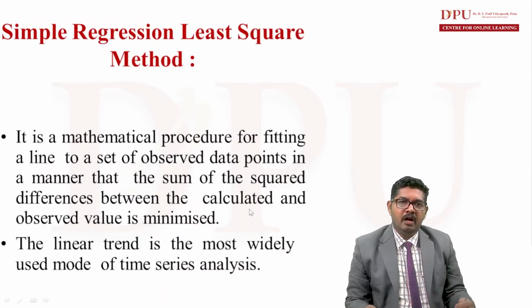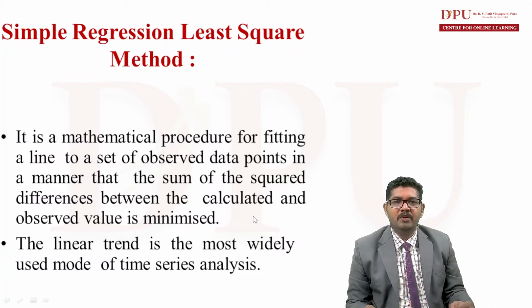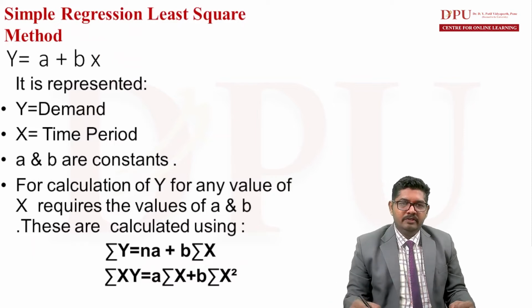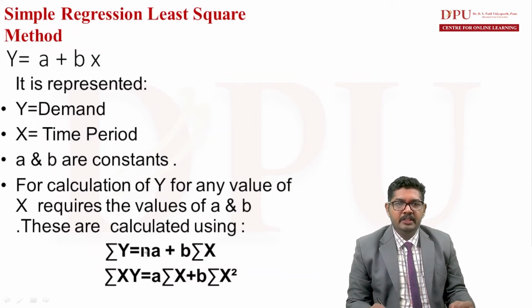Simple regression, least square method. So we are now going to talk about simple regression. It is a mathematical procedure for fitting a line to a set of observed data points in a manner that the sum of the squared differences between the calculated and observed value is minimum. So that is what simple regression is. The linear trend is the most widely used mode of time series analysis. So the simple regression equation with the least square method is continued.